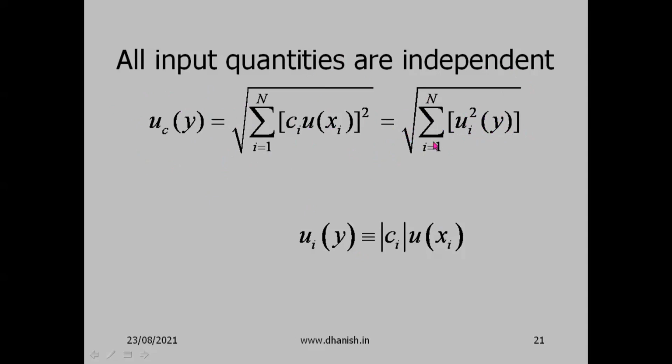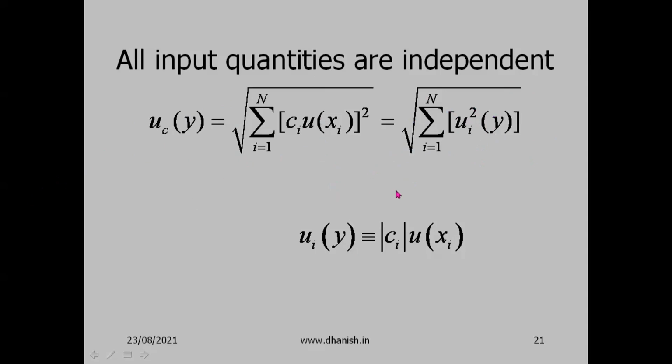Each term, the uncertainty due to each input variable, has to be found out. Sensitivities have to be found out if you are using the calculus approach. Directly you get these uncertainties if you are using the numerical approach, and then combine them using the root sum of squares principle. Why root sum of squares?